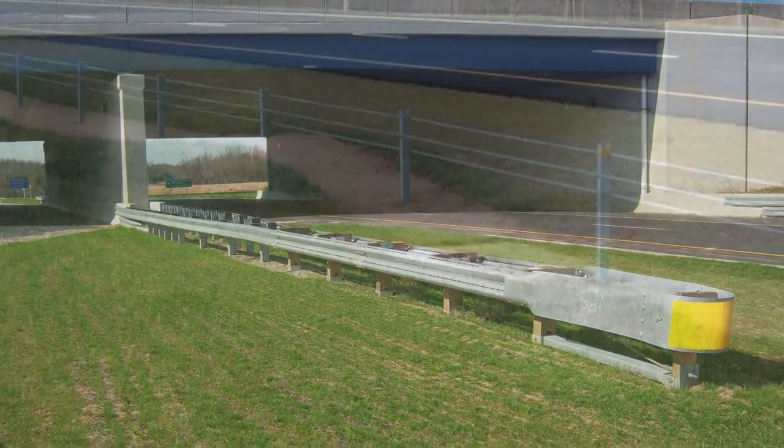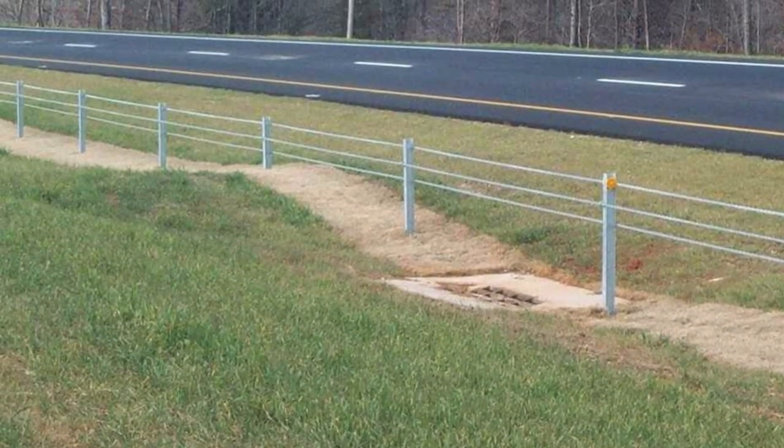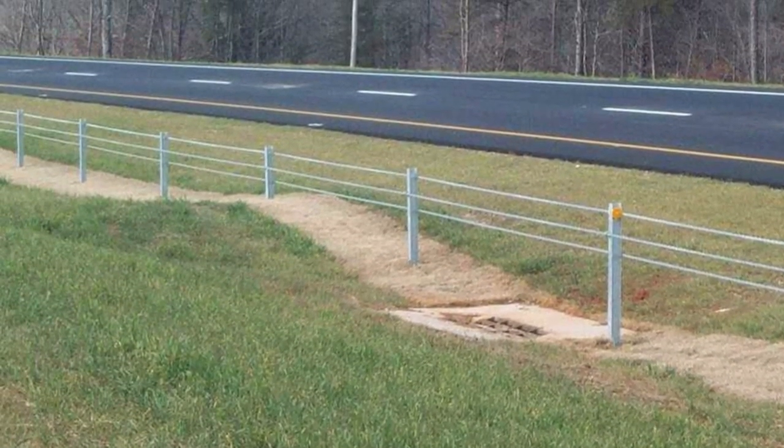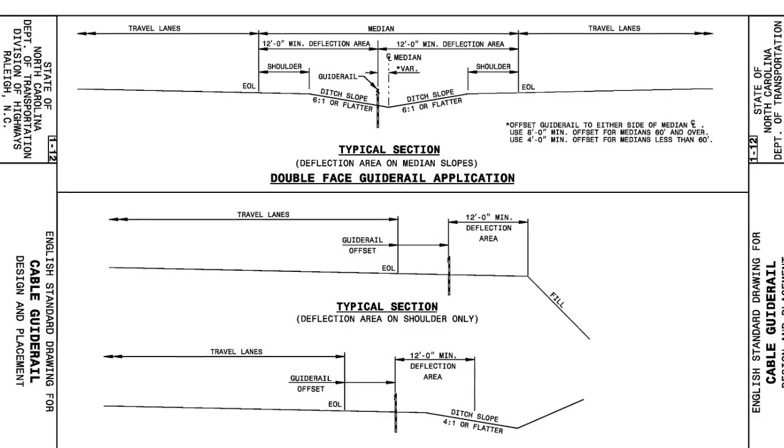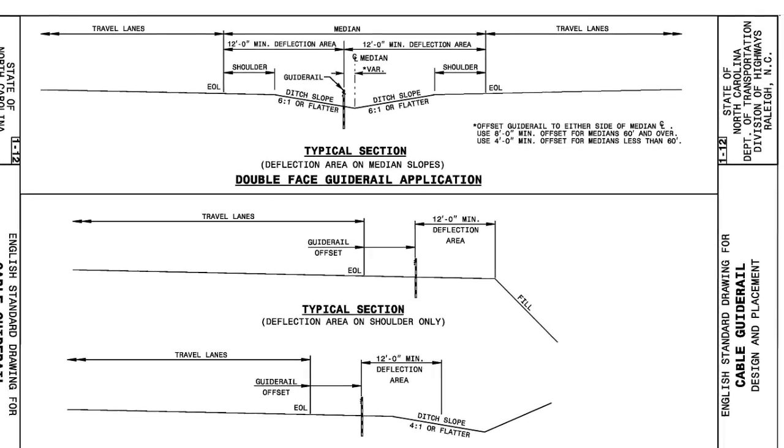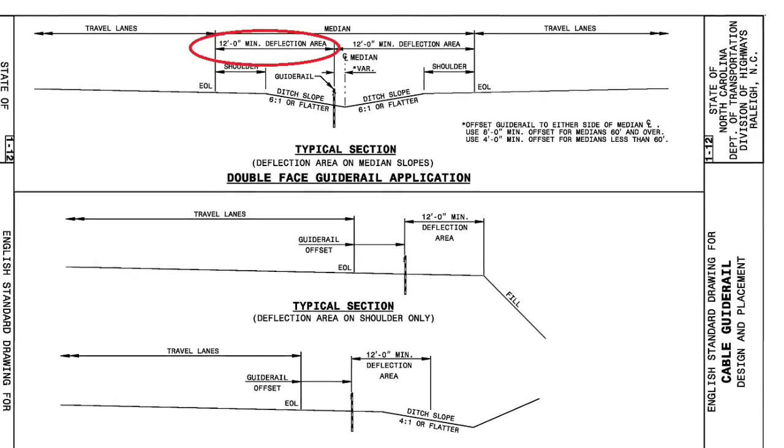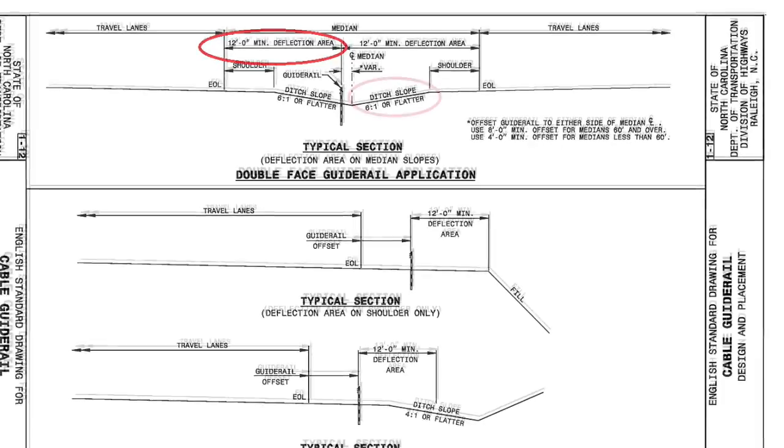Now we will talk briefly about median cable guide rail. The roadway standard drawings require a minimum deflection area of 12 feet on each side of the guide rail, and the ditch slopes must be 6:1 or flatter.